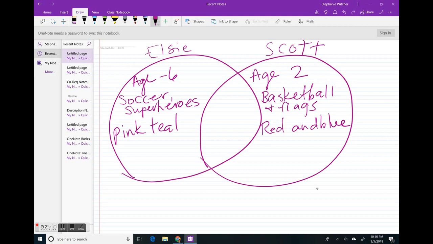Now then, of course, how are they alike? Well, they both love to sing. They both love their family, especially grandmom and granddad, because they both get spoiled by grandmom and granddad, things like that. And so I could go on. All right. Hopefully you see the point here. So this is how you want to plan your paper.